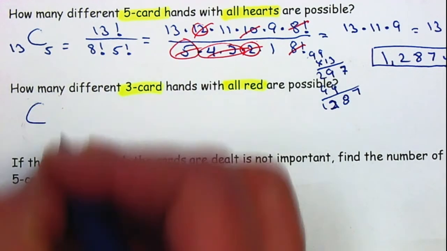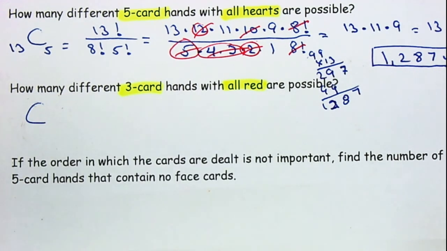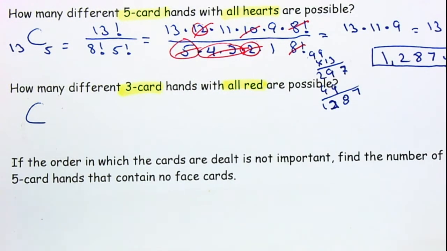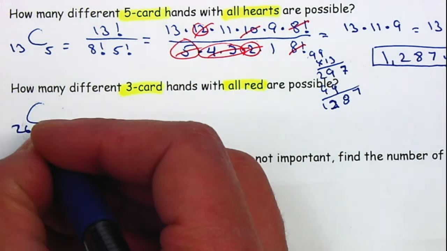How many red ones do we have? We are only looking for the ones that are red, so we don't care about all the spades and all the clubs. How many red ones do we have available? 26. How many are we selecting at a time?